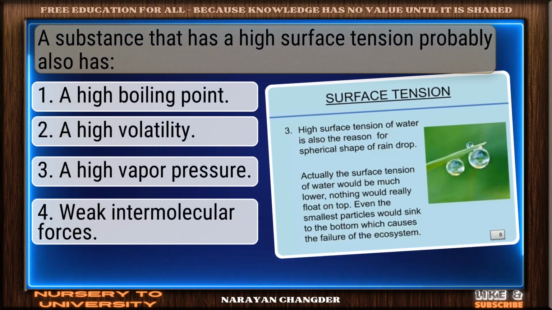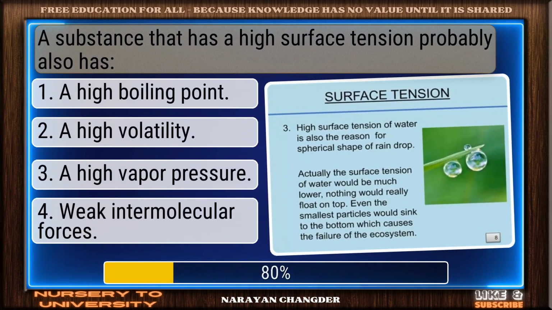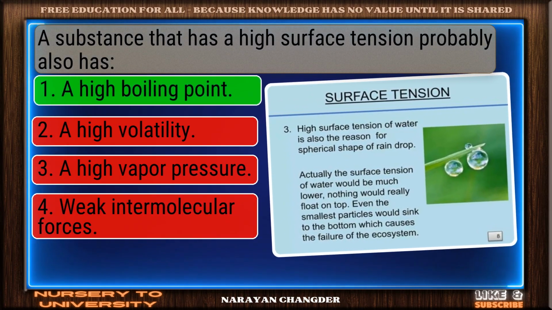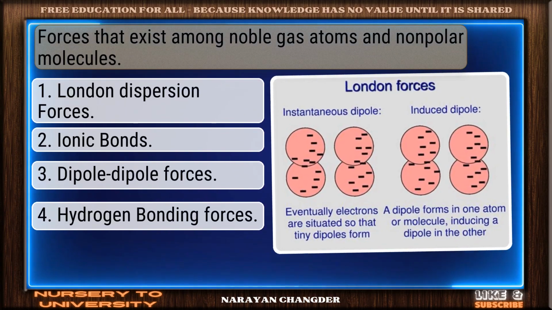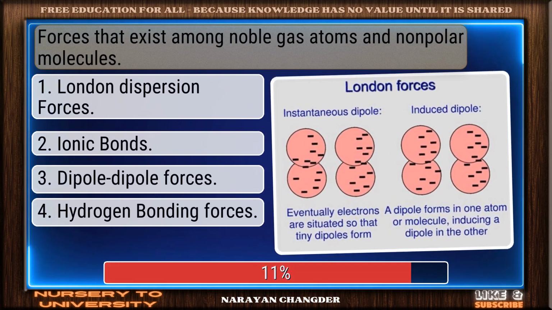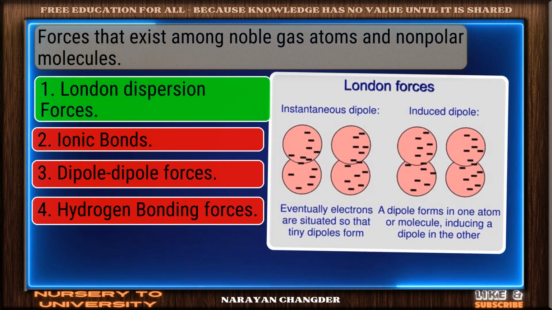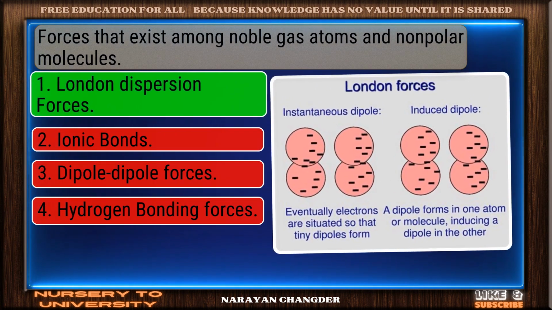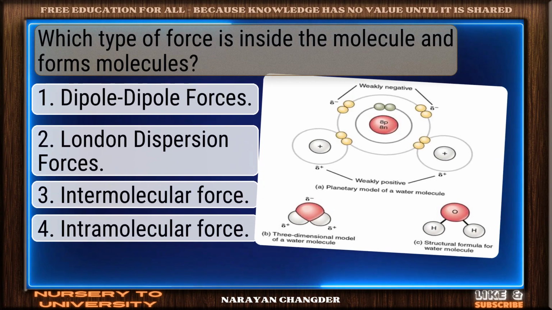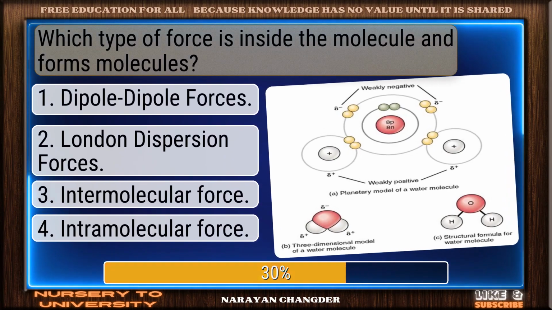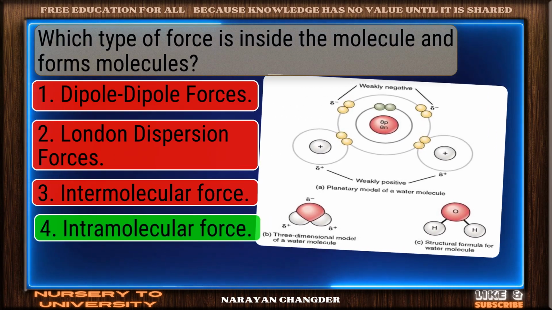A substance that has a high surface tension probably also has. You chose a high boiling point, and it is correct. Forces that exist among noble gas atoms and nonpolar molecules. Well picked. London dispersion forces is the correct answer. Which type of force is inside the molecule and forms molecules? Valid point. Intramolecular force is true.